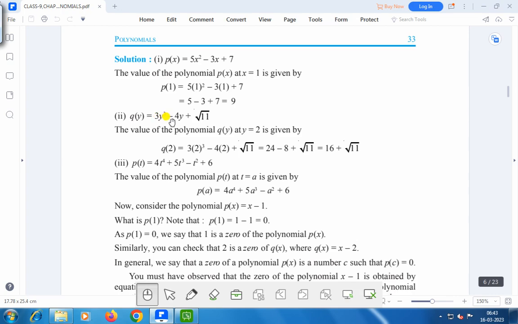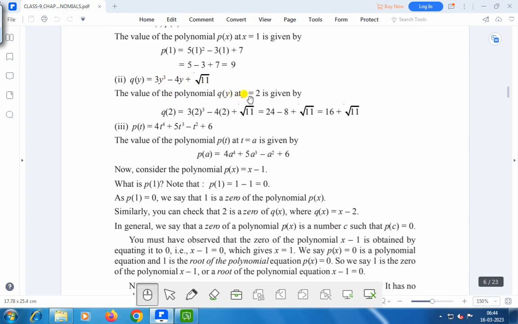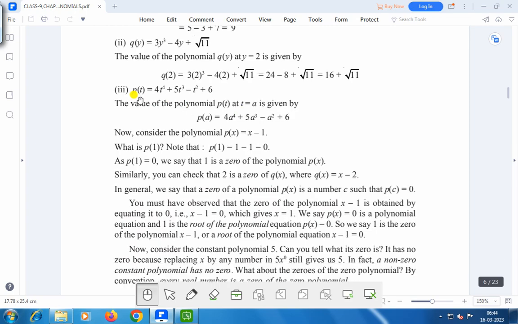q(y) equal to 3y cubed minus 4y plus root 11. The value of the polynomial q(y) at y equal to 2 is given by 3 into 2 cubed minus 4 into 2 plus root 11, that is 24 minus 8 plus root 11, that is 16 plus root 11. p(t) equal to 4t to the power 4 plus 5t cubed minus t squared plus 6. The value of the polynomial p(t) at t equal to a is given by 4a to the power 4 plus 5a cubed minus a squared plus 6.